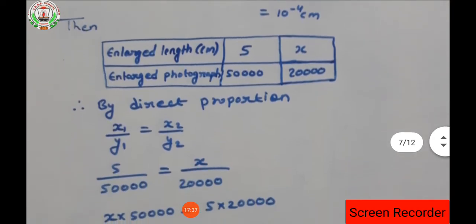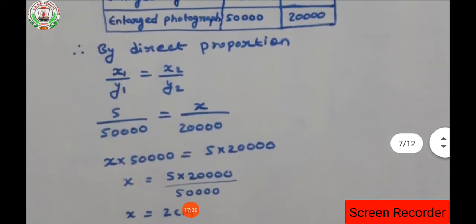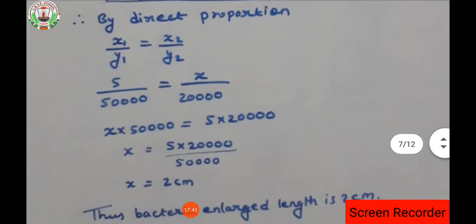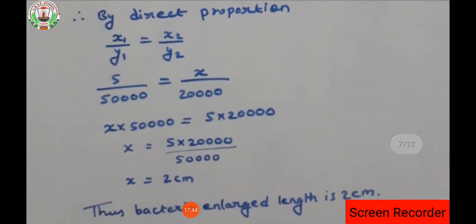So therefore by direct proportion, isn't it? By direct proportion what we are having? x1 upon y1 is equal to x2 upon y2. So 5 upon 50,000 is equal to x upon 20,000, and here it will get cross multiplied, isn't it?